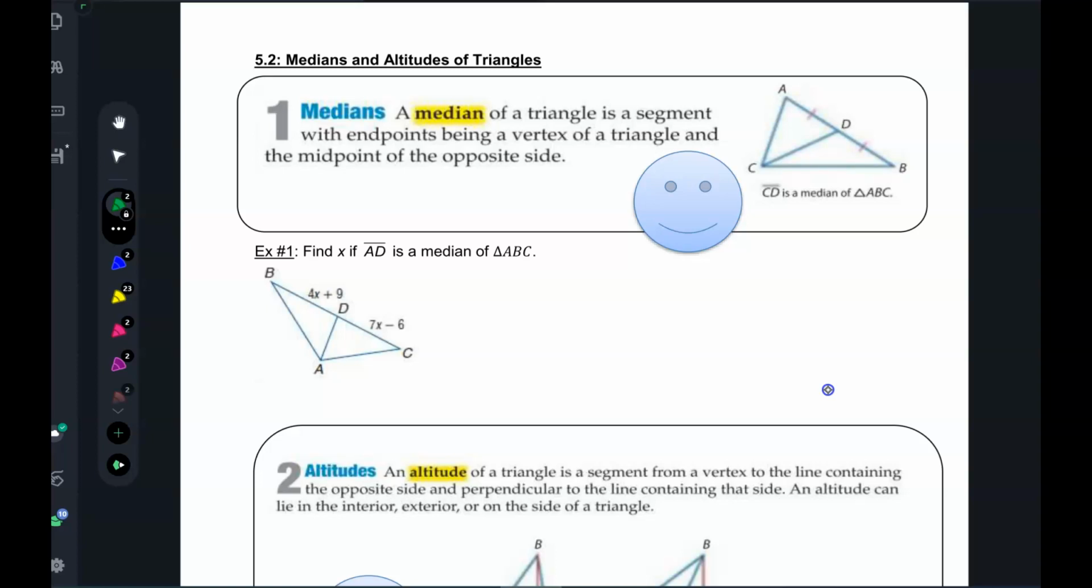Okay, you're thinking median when it comes to algebra or pre-algebra. This is different. Okay, a median is basically a segment with endpoints on the vertex and the midpoint of the opposite side. Okay, so take a look. Here's CD. It goes from the vertex to the midpoint. This is the midpoint.